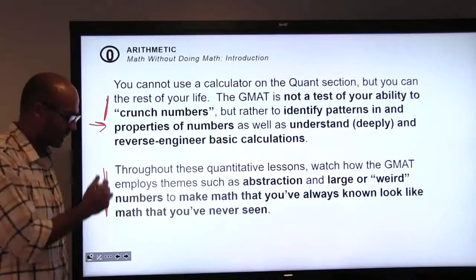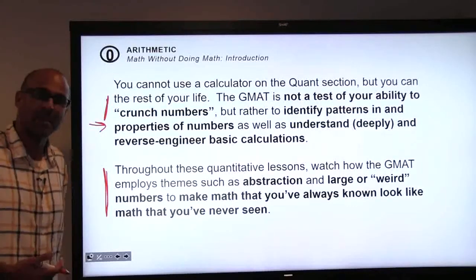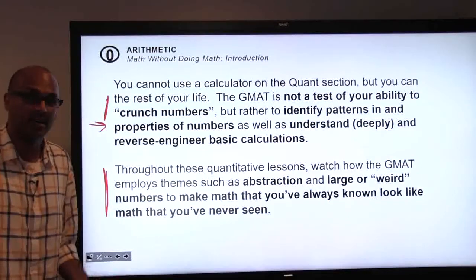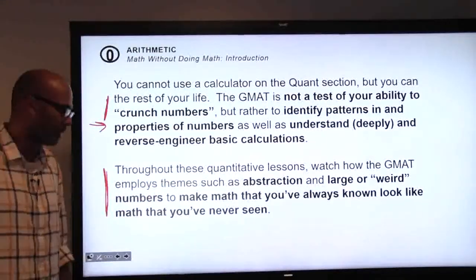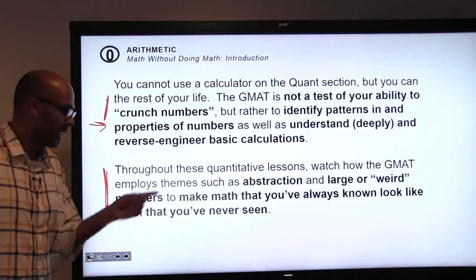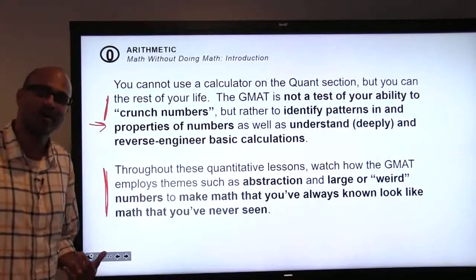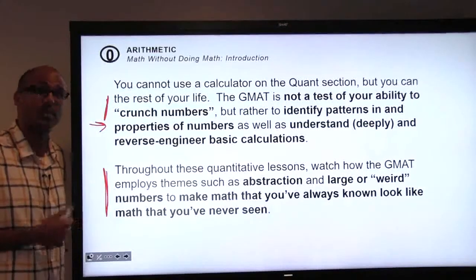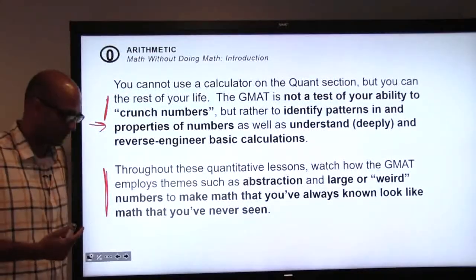And so today we'll take a look at a few themes that the test maker uses to ruin your life. I started talking about the abstraction the other day. We saw some large and weird numbers, of course, because what's the most interesting thing about quant on this test is they managed to make math that you've always known look like stuff that you've never seen. And I think that's what you want to start to realize the GMAT is all about.